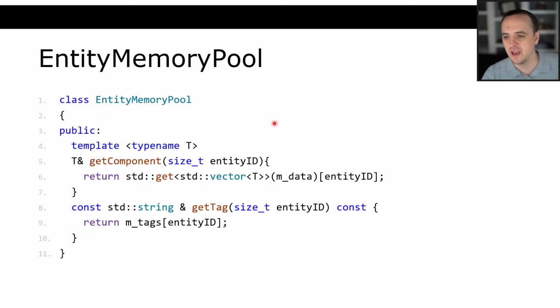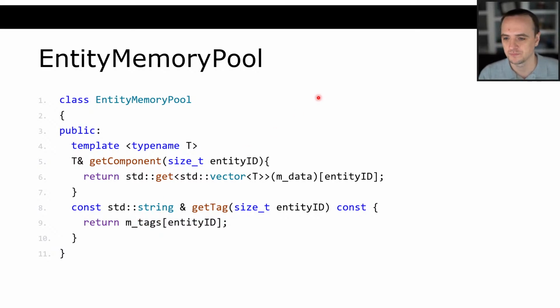And if we ever want to get a component of an entity, well, our entity is going to have an ID, and just like before, we can just create a templated function that returns std::get<std::vector<T>> data indexed by that ID, right? Similarly, if we want to get the tag of an entity, well, then we could just return the tag of an entity from the tags vector.